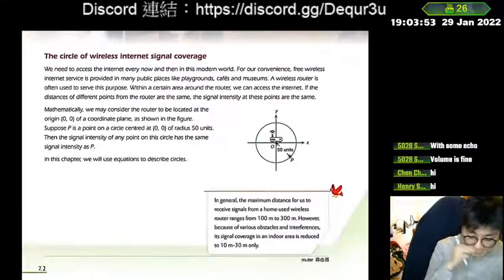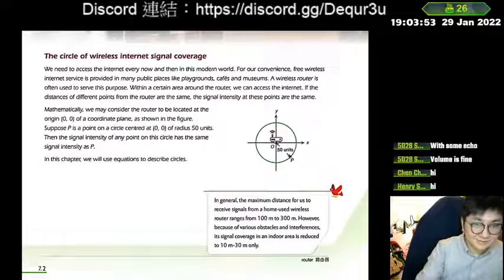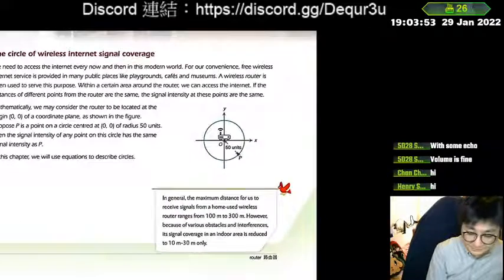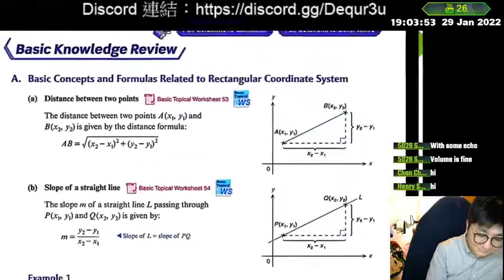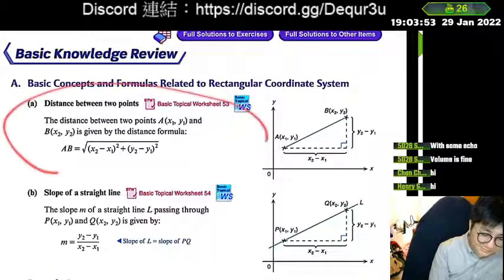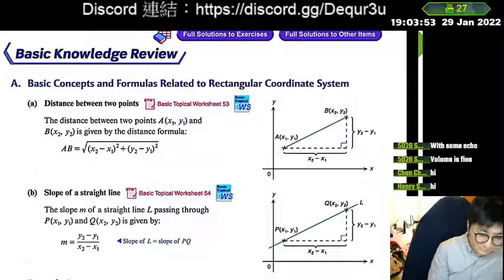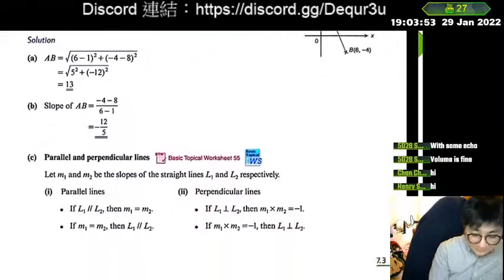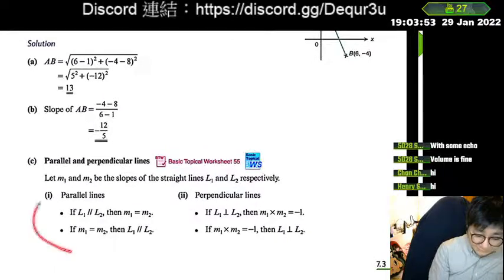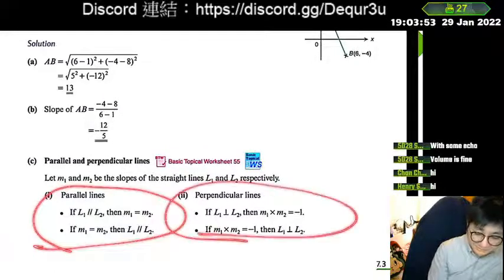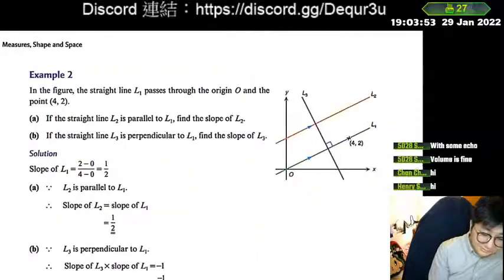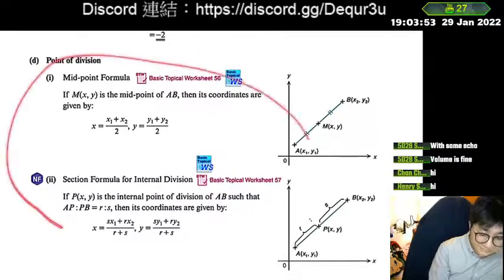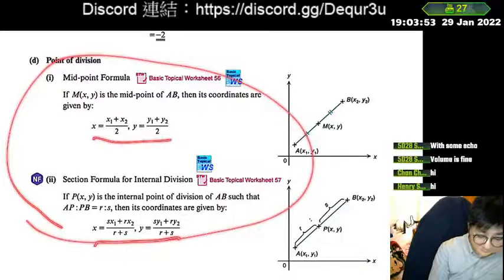So it will be about equation of circle. For example, you can see here a circle on the xy plane. Some knowledge review: we will need the distance formula. We should know the meaning of slope, which I think you know well. Then we may need perpendicular lines and parallel lines, and also the point of division, the section formula, and the midpoint formula.